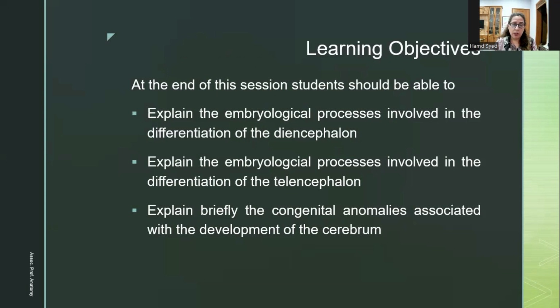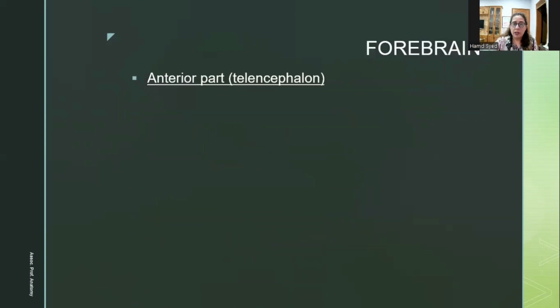And I'll be talking about a few congenital anomalies associated with the maldevelopment of the cerebrum at the end of this lecture. And also a few MCQs, which would be a recap of the previous discussion on neurodevelopment. So let's begin with the discussion on the forebrain.